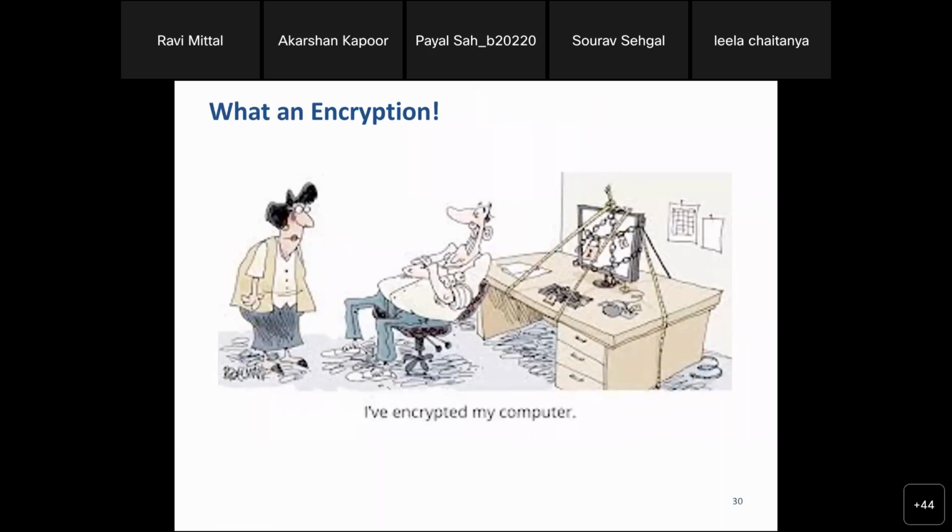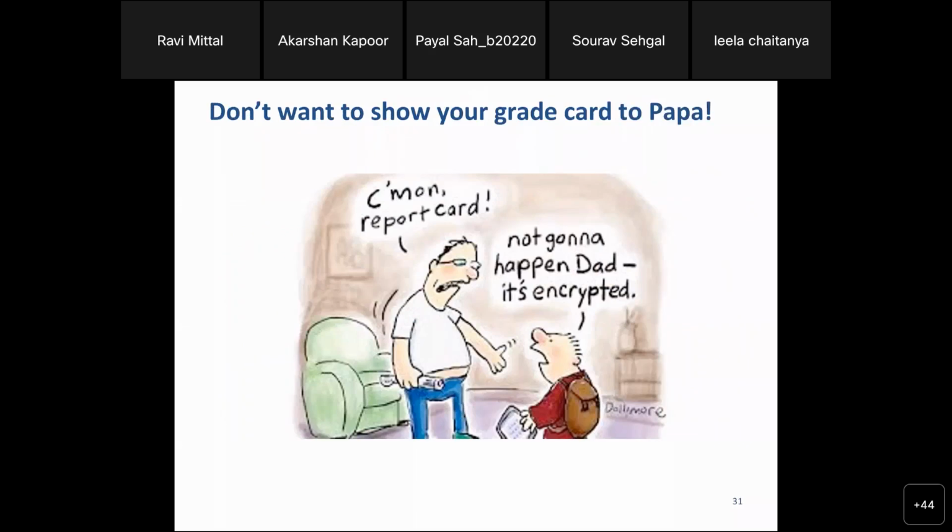Your image of encryption is not actually like this guy who says that I have encrypted my computer. And don't try this trick with your father, telling him that my grade card is encrypted.